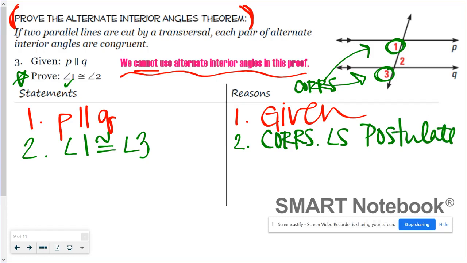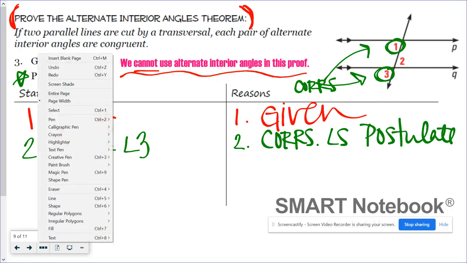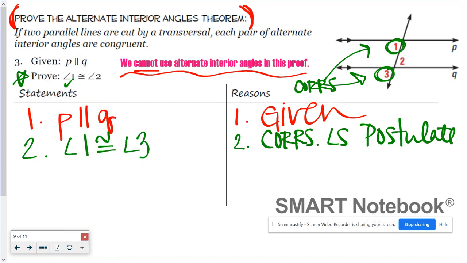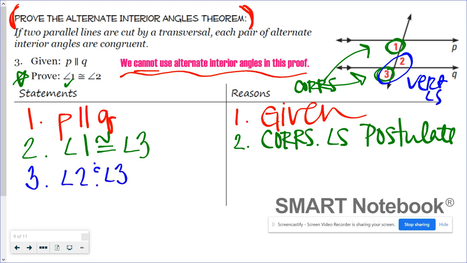Right, so angle 1 is in the proof. Way to go. Now, how can we bring angle 2 into the proof? That's right. Angles 2 and 3 are vertical angles. So we can state that: angle 2 and angle 3 are vertical angles. And our reason for that is assumed from diagram.